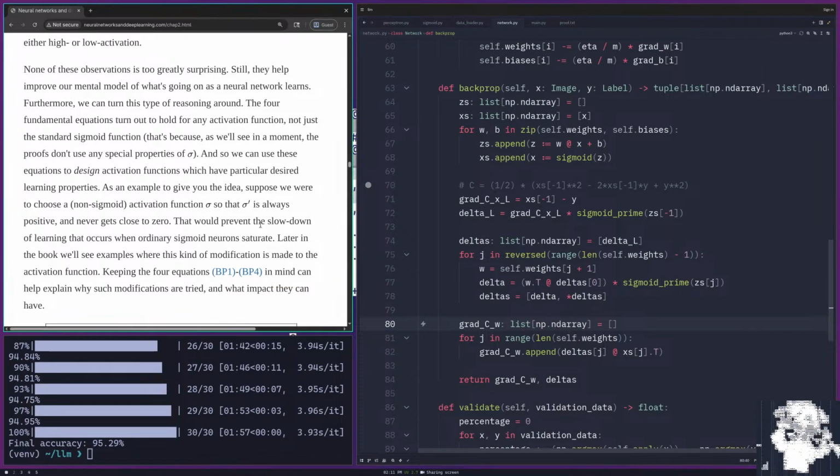The 4 fundamental equations turn out to hold for any activation function, not just the standard sigmoid function. That's because, as we'll see in a moment, the proofs don't use any special properties of sigmoid. And so we can use these equations to design activation functions which have particular desired learning properties. As an example to give you the idea, suppose we were to choose a non-sigmoid activation function sigma so that sigma prime is always positive and never gets close to 0, that would prevent the slowdown of learning that occurs when ordinary sigmoid neurons saturate.